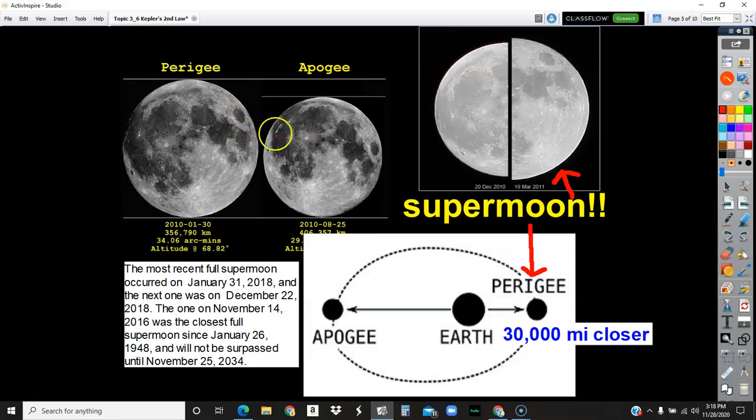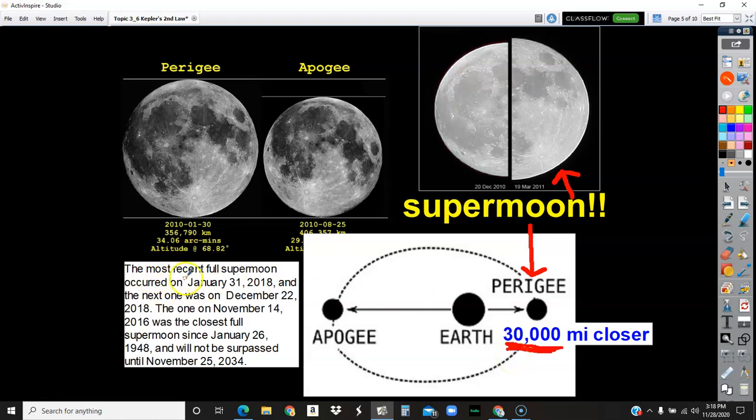So here's your, actually you can see in this picture up here on the left, the difference in size. There's a pretty good size difference between the two. This would be what the moon would look like in the sky if it was at perigee. So this would be your supermoon, and this would be if you had an apogee full moon. As you can see, much, much smaller. Big difference there. And you can see down here, the difference between apogee and perigee is about 30,000 miles, which is quite a big difference. The moon on its average is about 240,000 miles away. So you're talking 1/8 difference there, 30,000 miles.